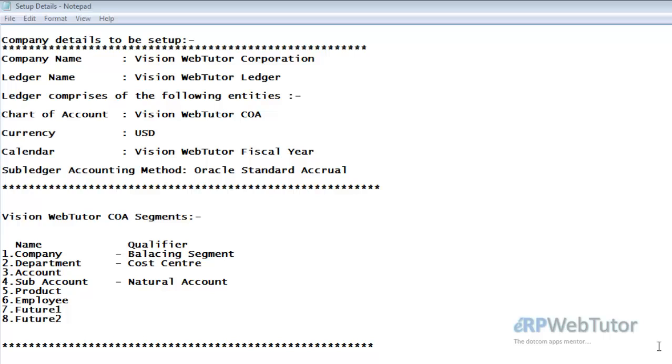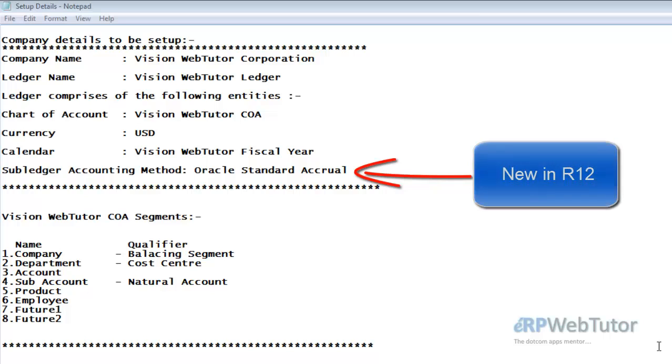Now, for those of you who are aware about the GL setup of 11i, in 11i this ledger used to be known as setup book or SOB, and it used to comprise of three C's: chart of account, currency, and calendar. Right, so this setup book has been renamed and reintroduced as a ledger in the 12i, and along with the three C's which already used to exist in 11i in the SOB, they have added one more constituent in this ledger, and the name of the constituent is subledger accounting method.